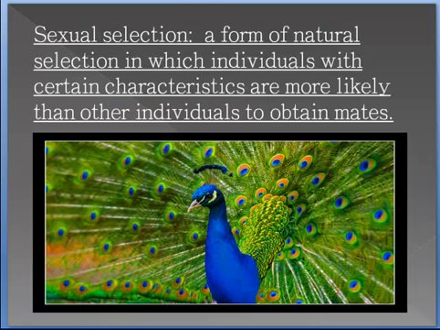Sexual selection, which is a form of natural selection, in which individuals with certain characteristics are more likely than other individuals to obtain mates. And you see this all of the time in the big jungles in the Amazon. You see a lot of birds that put on very beautiful displays in order to attract a mate. And that's what sexual selection is. The nicer the song or the prettier the bird, the more likely they are to mate with a female and therefore carry on their genes.